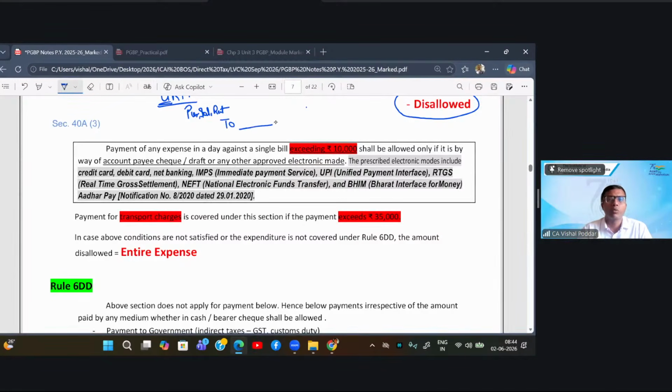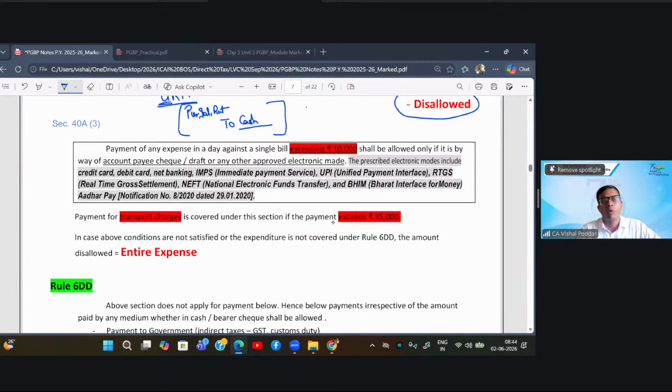I will have to show it as a payment in cash, because through bank I cannot make it, because actually there is no one on the opposite side to get this payment. This is a bogus expenditure. So generally what I will do, I will show the payment in cash.